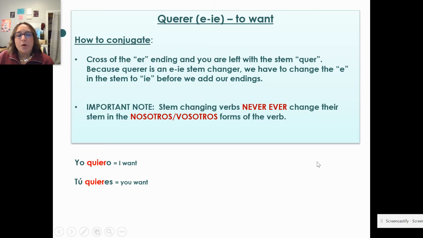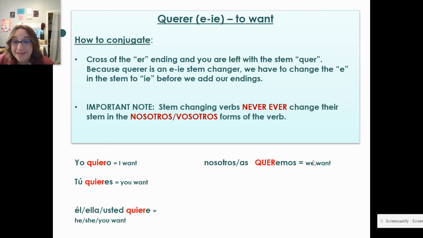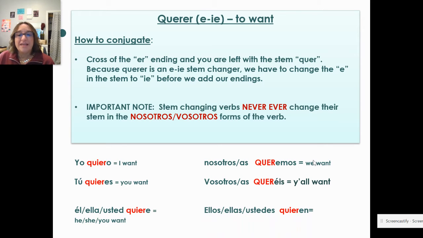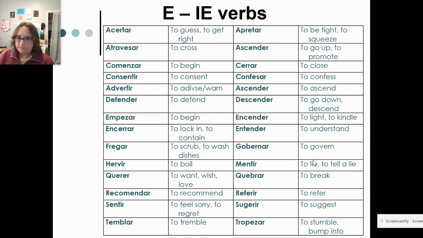Tú quieres. Repiten: quiero, quieres, quiere. Outside of the boot now. Queremos, back to regular. Vosotros queréis. Quieren, back into the boot. So the last one is going to stem change. Q-U-I-E-R-E-N.